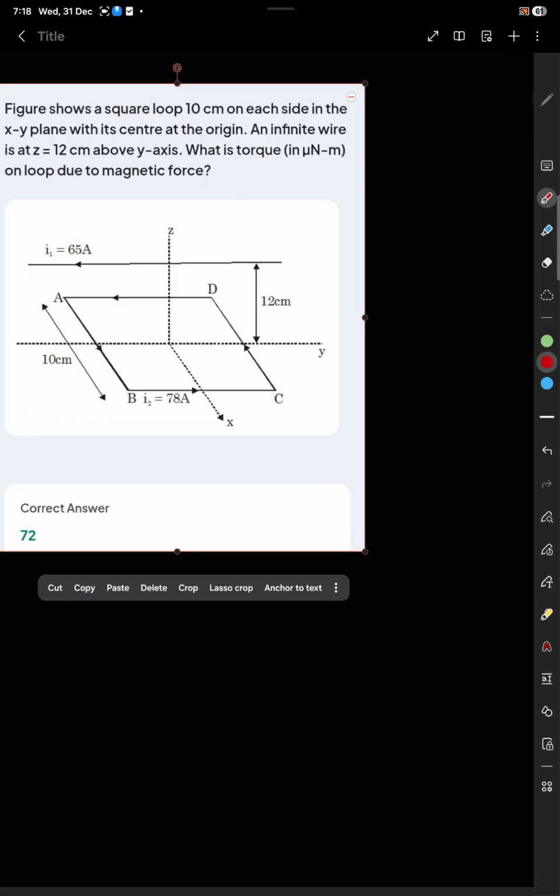So here's one more question. Figure shows a square loop of side 10 cm on each side in the xy plane. An infinite wire is at z equal to 12, about the y axis. What is the torque on the loop due to the magnetic force? Okay, let's see.